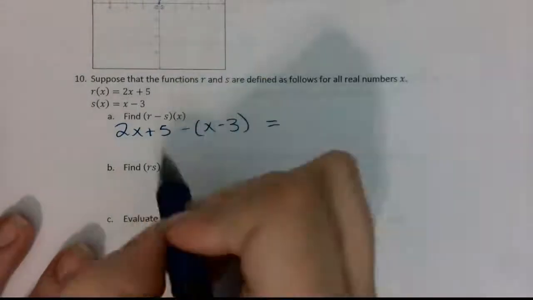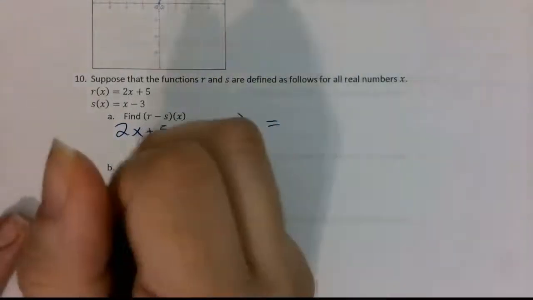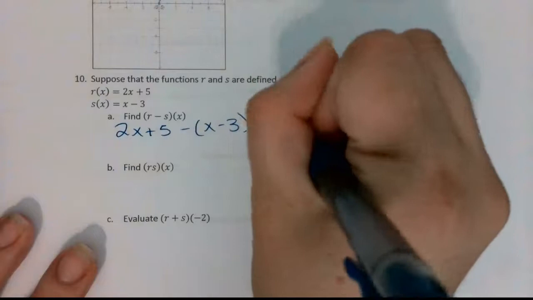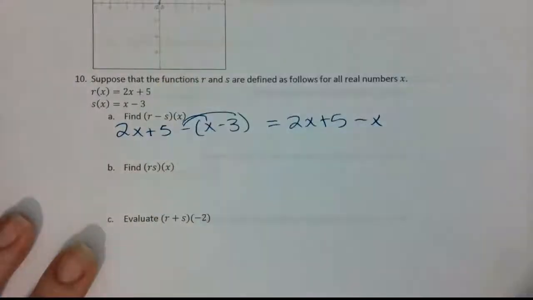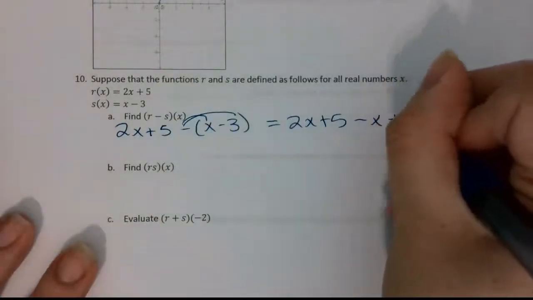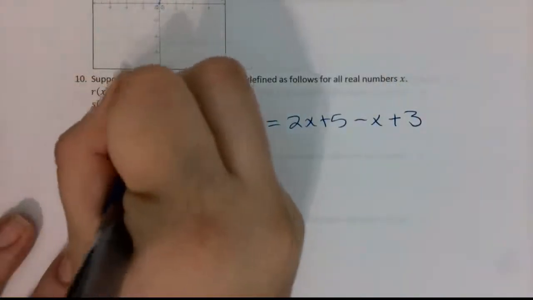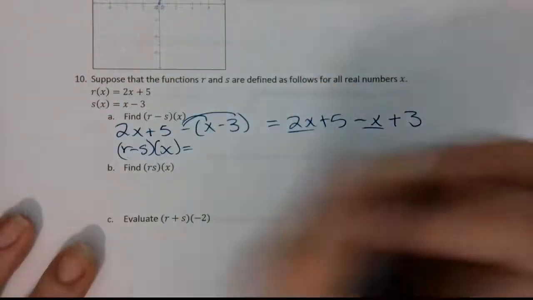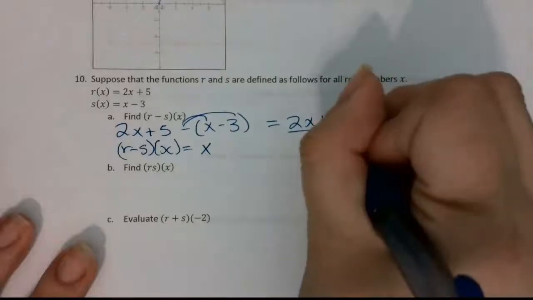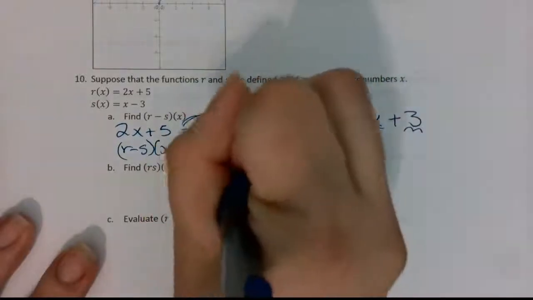What I want to do is I want to go ahead and distribute into the second set of parentheses. So I have 2x plus 5, that didn't change. Negative times x is negative x. Negative times negative 3 is positive 3. So for r minus s of x, I want to combine like terms. I have 2x minus x equals x. 5 plus 3 is 8.